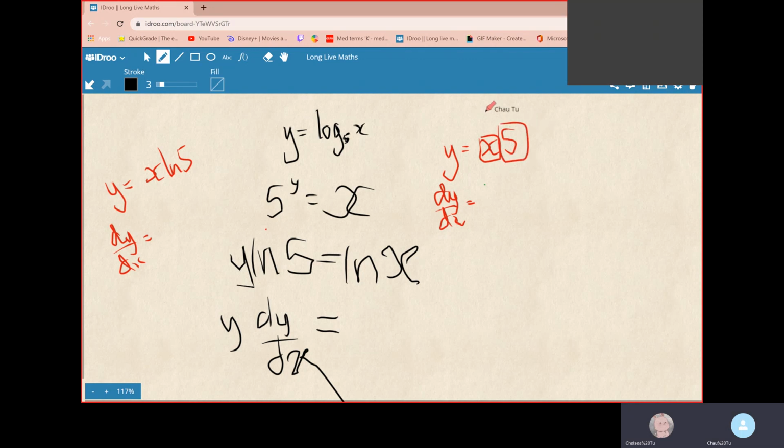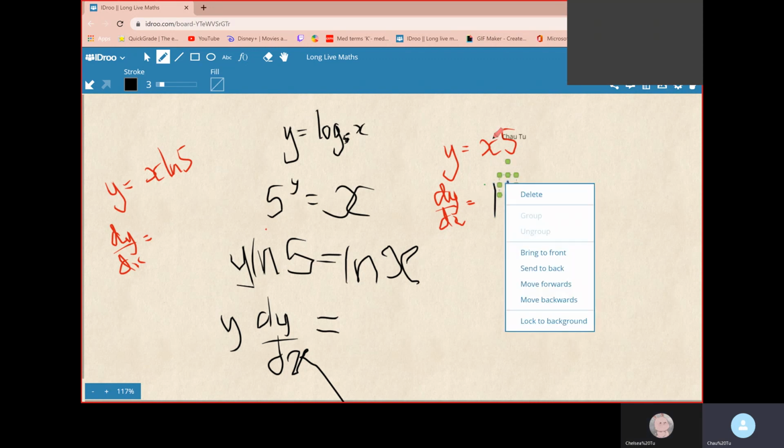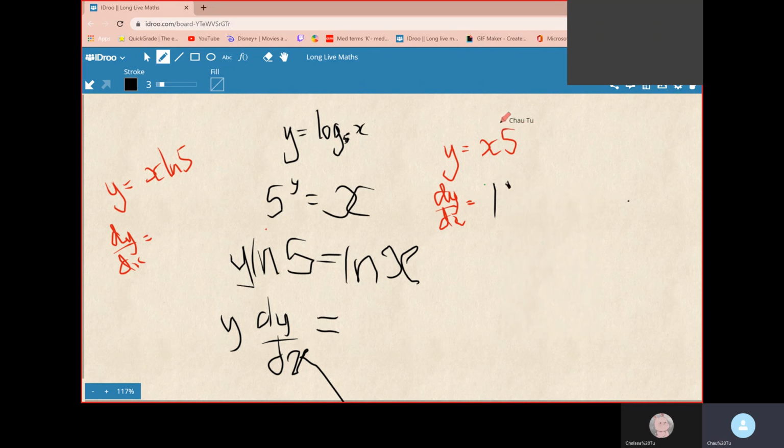The product rule is when you have a variable times another variable. This is a constant. So how do you differentiate x times 5? Well, you're not even using the product rule, because this is a constant, Chelsea. So don't bother.